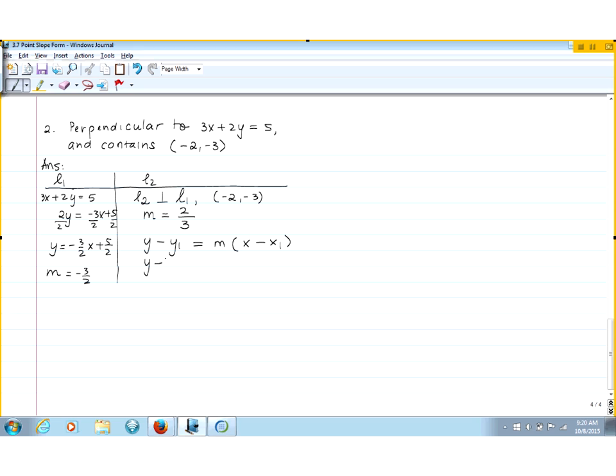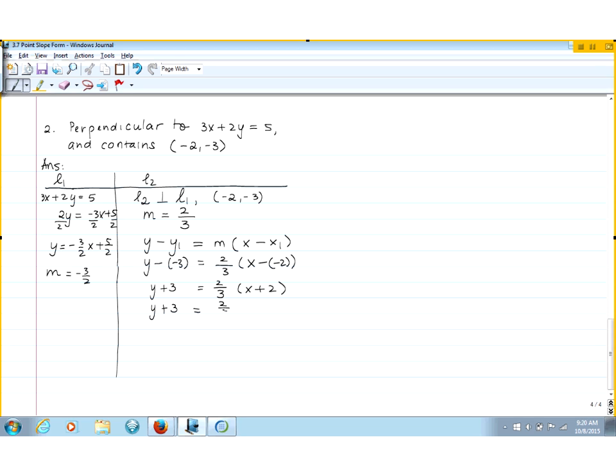Alrighty. Y minus y1. What is y1? Negative 3. So it's actually y plus 3. You could write y plus 3 directly. Is equal to 2 over 3 times x minus x1. What is x1? Negative 2. So actually this is plus 2. So let's write it again. So y plus 3 is equal to 2 over 3 times x plus 2. Is that right? Okay. Then I have to solve for y, so let's distribute this first.